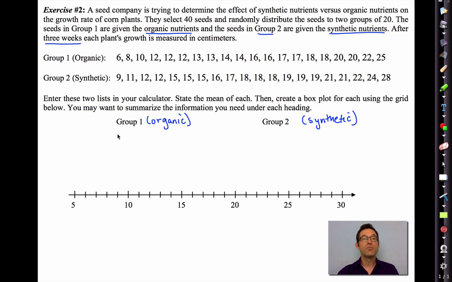All right. So here are the results. For group 1, the organic, the mean was 15.15 centimeters. The first quartile, which we'll need to create the box plot, was 12. The median, which we'll also need to create the box plot, was 15. And Q3 was 18. So its box plot would look like this, right?